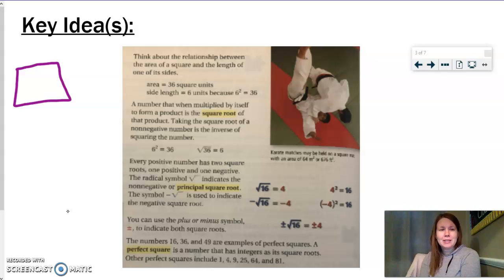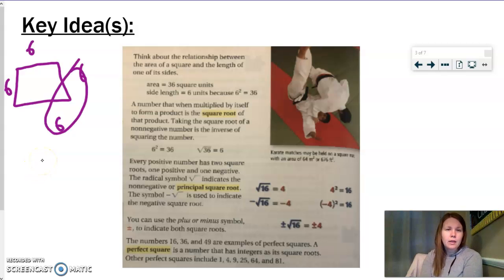So for instance, maybe they say the area is 36 square units. Well, if we have a side length of 6, remember if it's a square, that means that all the side lengths are going to be the same. And remember, when we solve for a square, we take the length times the width, or we multiply 2 of the sides. And so we're taking 6 squared, which gives me 36. So it says a number that, when multiplied by itself, to form a product is the square root. So I was talking about that.